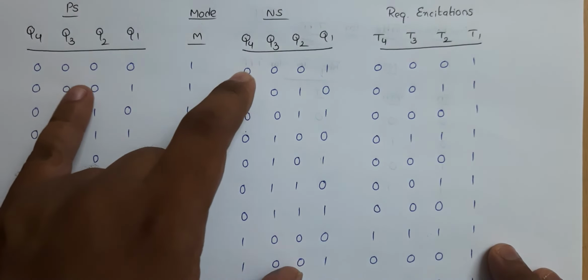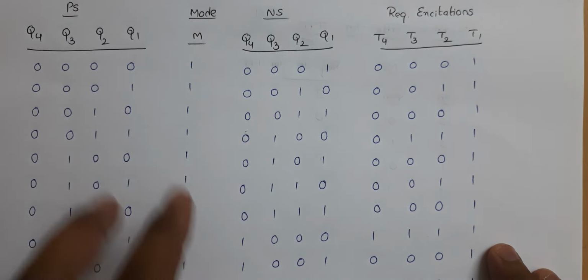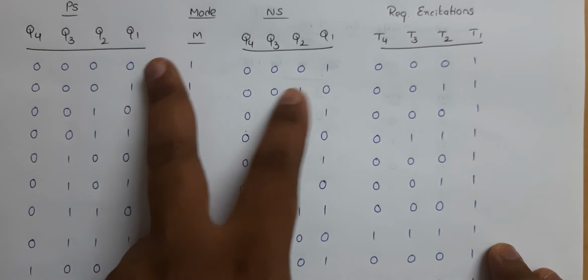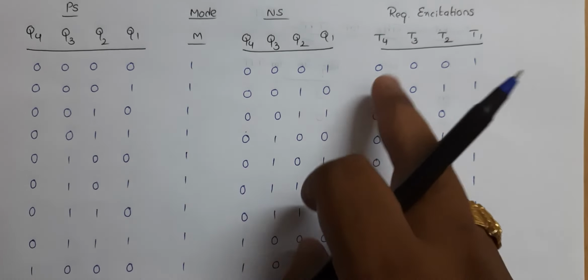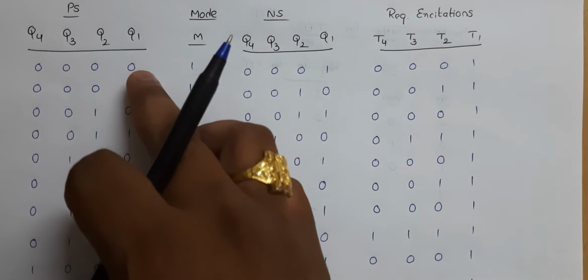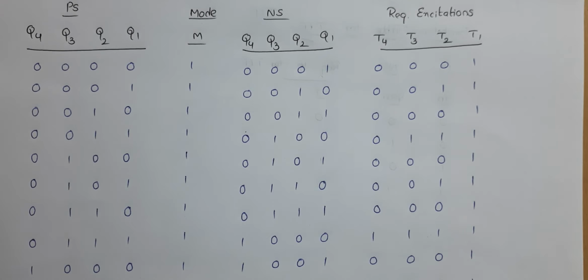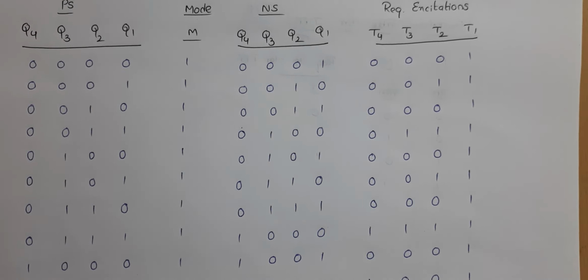Okay, Q4, Q3, Q2, Q1. By comparing these present state outputs and next state outputs, you just note down. See, if it is 0 0, the T4 output is 0. If it is 0 0, again 0 0 0, and the T2 input is 0, and the T1 input is 1. Like that, by comparing the present states and next state outputs, we simply note down the required excitations for these T flip-flop inputs.